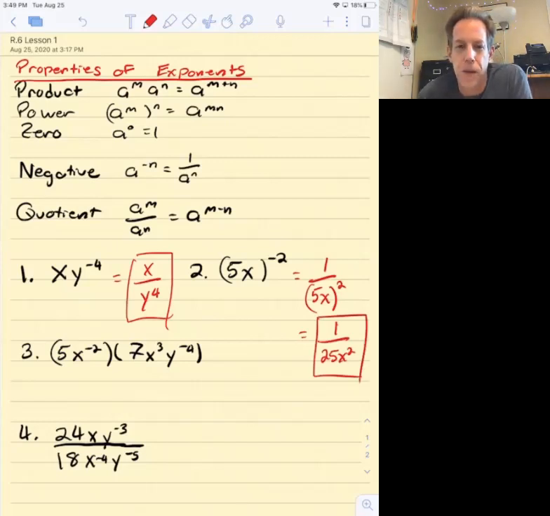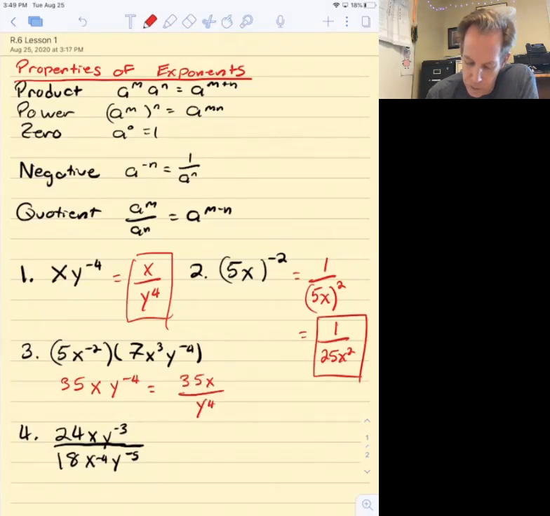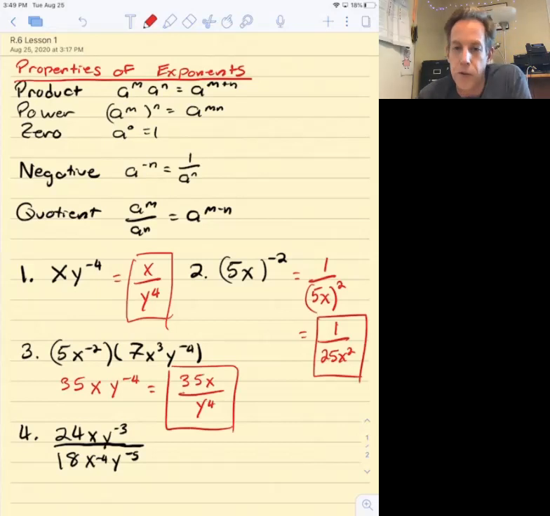All right, for number 3, we're multiplying here. So we'll start by taking 5 times 7, which is 35. And then we're going to add the exponents on the x, which gives us x to the power of +1 and y to the power of -4. So that takes care of the multiplication piece. And then our next step is we want to get rid of the negative exponent on the y. So our final answer will be 35x over y to the power of 4. And that's our answer for number 3.